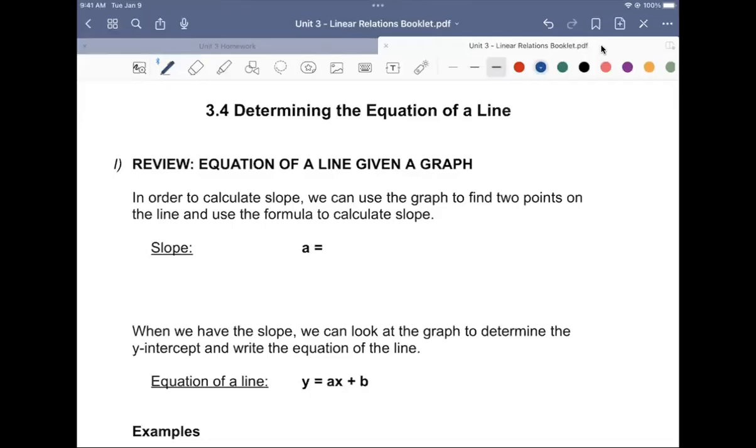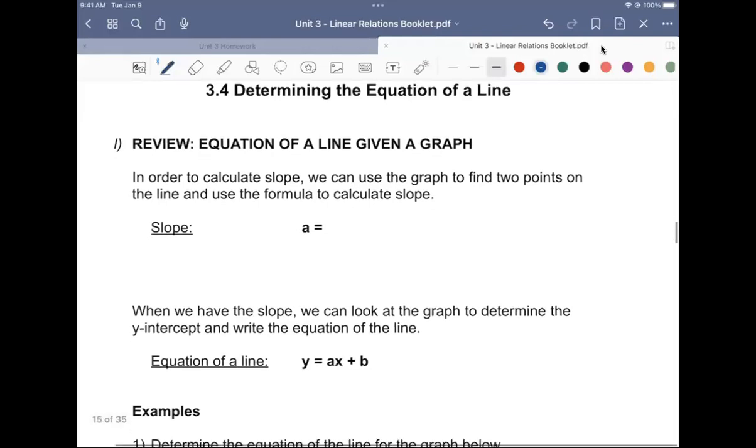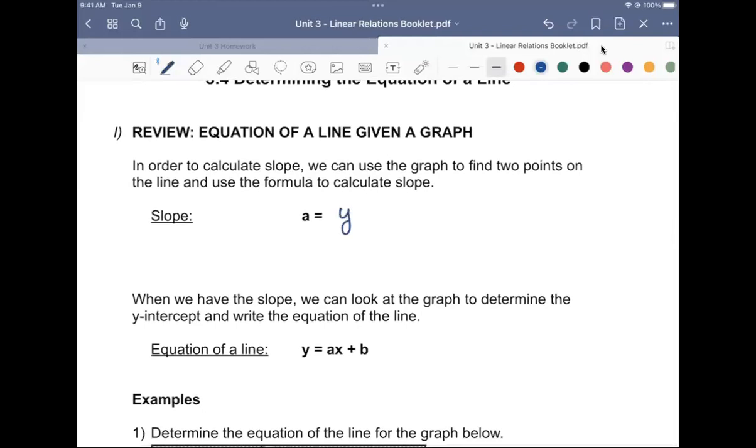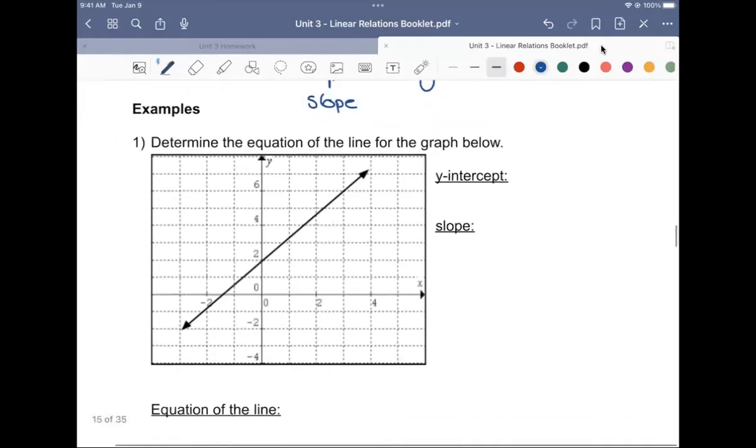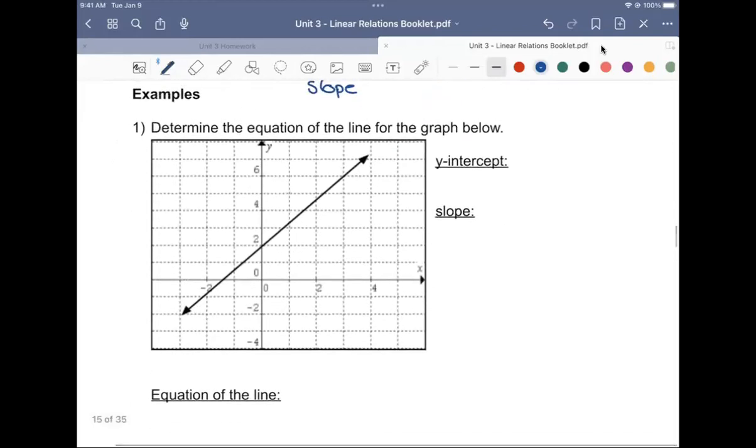All right, so now we are on to lesson 3.4, where we are going to talk about determining the equation of a line in a couple of different ways. So remember, again, in order to calculate slope, we can use the graph to find 2 points using the formula y2 minus y1 over x2 minus x1. We also know that our equation is y equals ax plus b, where a is our slope and b is our y-intercept. So determining the equation of a line for the graph below.